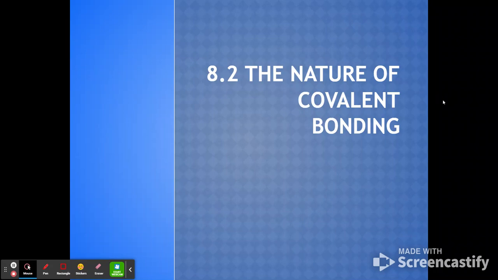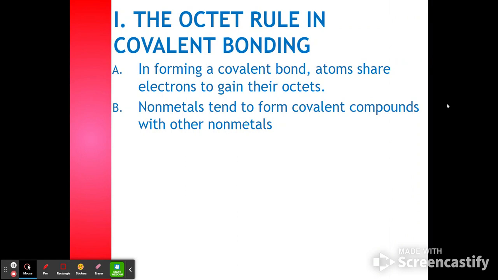So today we're going to talk about 8.2, the nature of covalent bonding. The octet rule in covalent bonding. In forming a covalent bond, atoms share electrons to gain their octets. When we're talking about ionic compounds, they gave or accepted, gained or lost electrons to form their octets. Here they're sharing. They're too close in electronegativity to have one take it from the other.